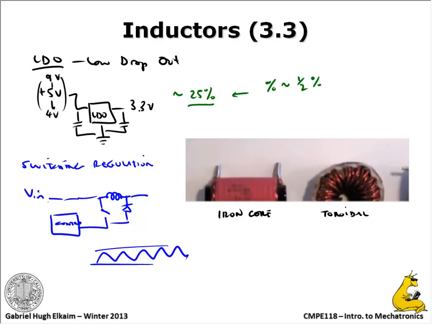So one of the tricks we'll often do if we need a particularly clean supply is use a switcher. Say I've got 12 volts in and I need 3.3 volts out, and clean. I could put an LDO in from 12 volts to 3.3, but I'm dumping a lot of power, and a lot of heat, and I have to deal with that. If I'm plugged into the wall, it's not as big a deal, but if I'm on a battery, that is a big deal.